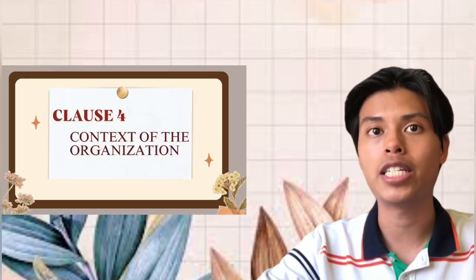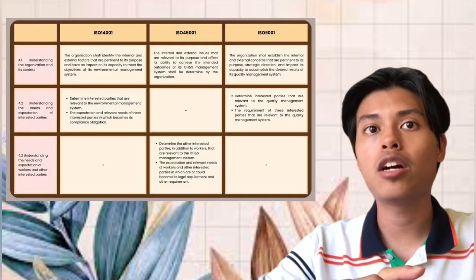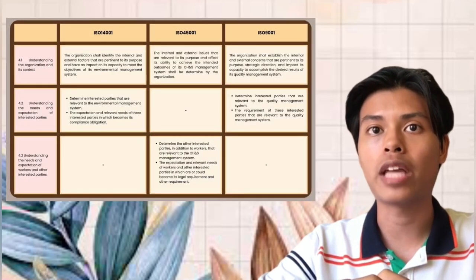I am Fazli, and today I would like to present about clause 4, context of the organization, for three types of ISO, which are ISO 14001, ISO 45001, and ISO 9001. First one, clause 4.1, which is understanding the organization and its context.